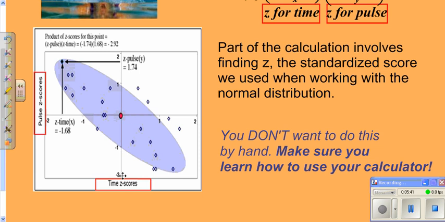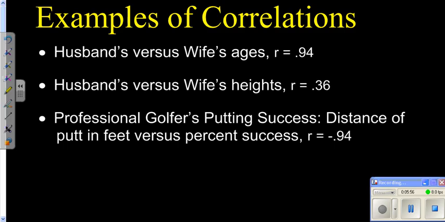So once again, we're looking at the number of standard deviations to the right and to the left of 0, where 0 is your mean, and you're looking at the number of standard deviations above and below for each one of your points. Then you want to add all these z-scores together.